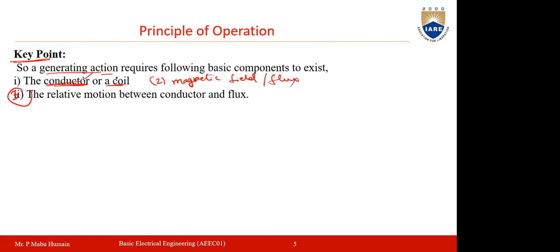There must be a conductor or a coil, and there must be a certain magnetic field. This magnetic field will be obtained by either electromagnets or permanent magnets. Between these two, the conductor and magnetic field, there must be a relative motion. If there is no relative motion between the conductor and magnetic flux, then no EMF will be induced. That means no generating action. So for getting the EMF to be induced in the conductor, there must be some relative motion.